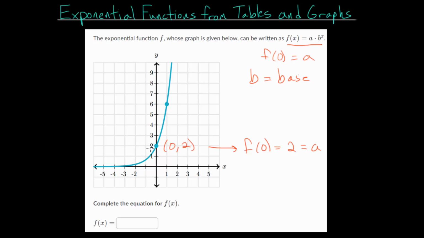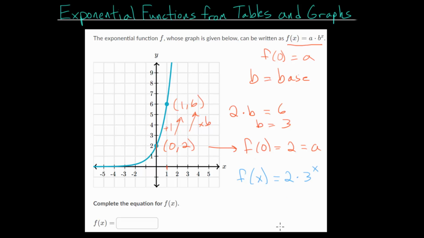And the base, remember, is just the number we multiply by to go from one integer x value to the next. So when we increase x by 1 each time, we multiply by that base. This point up here is at (1, 6). So as we increased our x value by 1, we multiplied by that base. We took 2 and multiplied it by the base, and we got back 6. So we can solve this equation to find that b, our base, is equal to 3. From here, we can plug in a and b to our formula. So f of x is equal to a, which is 2, multiplied by our base, which is 3, raised to the x power.